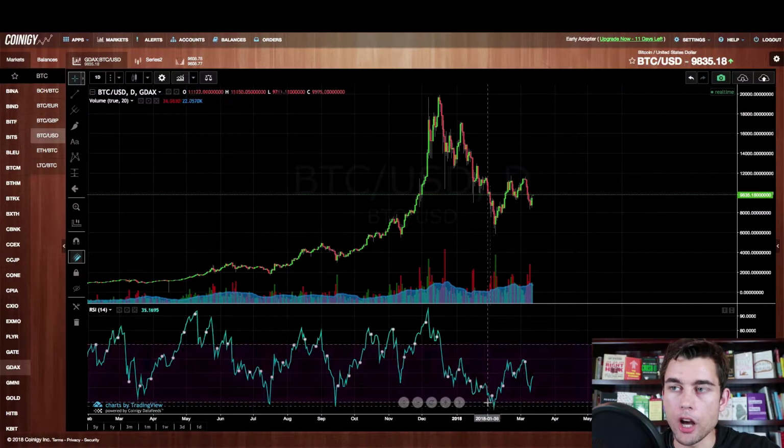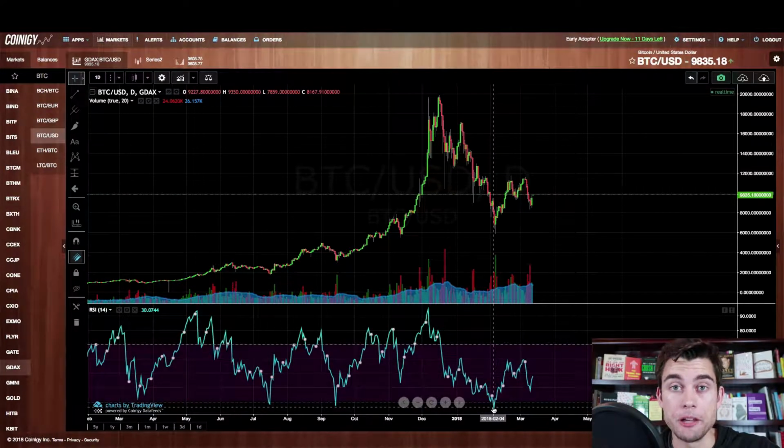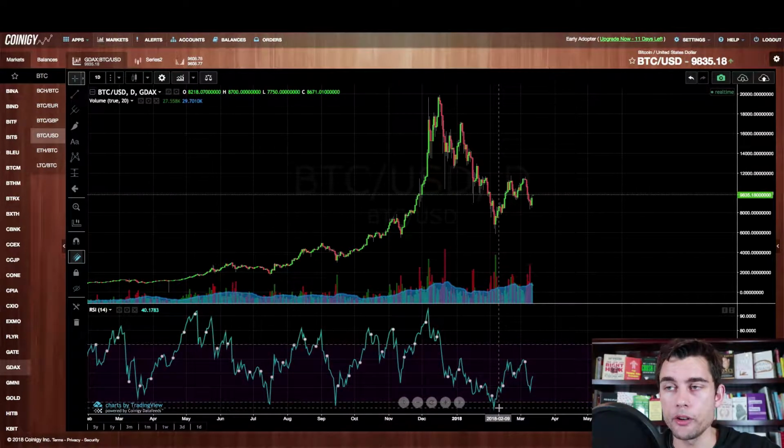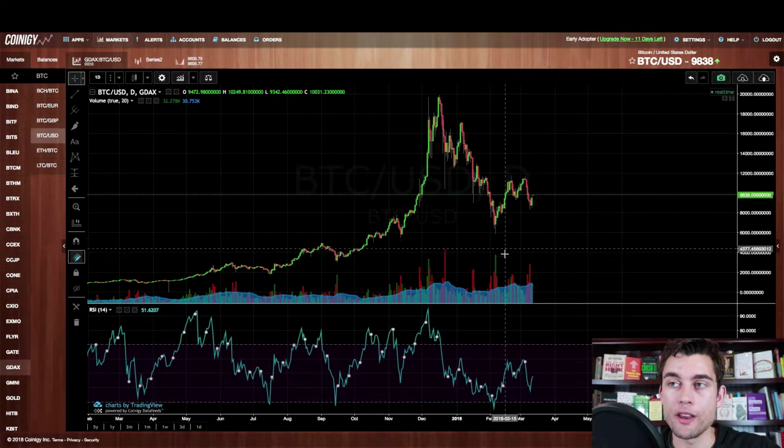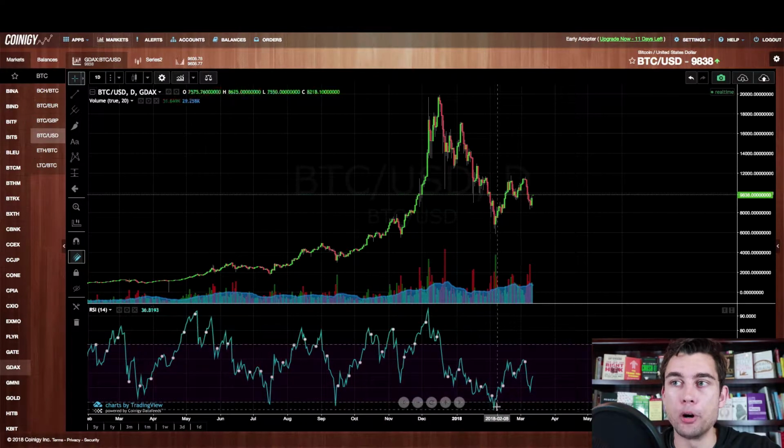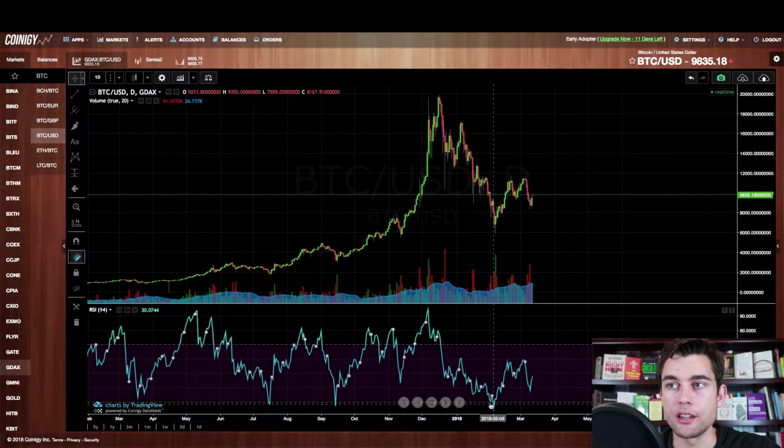If a coin goes under the boundary, like you can see right here, that's usually a good indication that it's a great time to buy, because it's usually an indication that the coin is oversold. So many people sold the coin that the price went down, and now you're getting it at a bargain. That's usually what this indicates when it drops below this boundary.